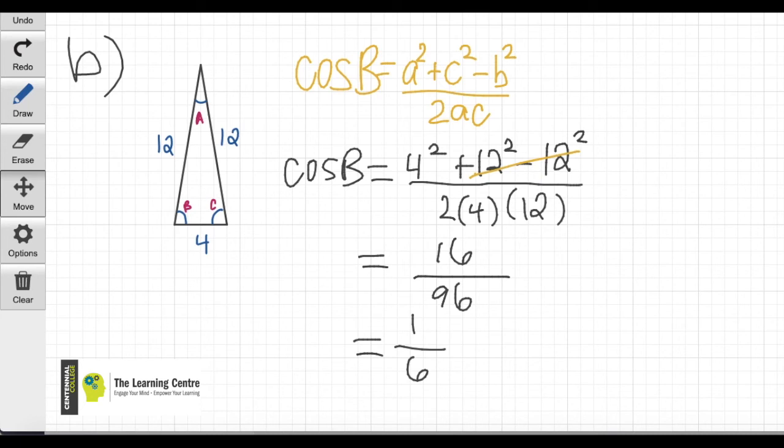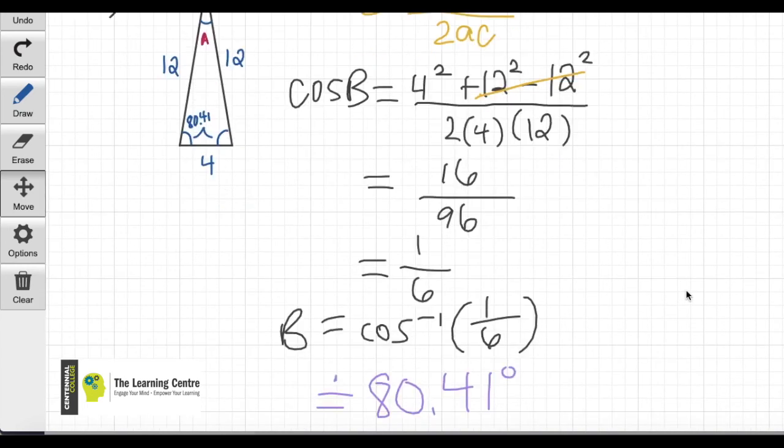And now we will take the inverse. If you want to refresh your memory surrounding inverses, please refer back to our lesson about trigonometric inverses. And so cos inverse of 1 over 6 is equal to approximately 80.41 degrees. So we have angles B and C to be 80.41 degrees.